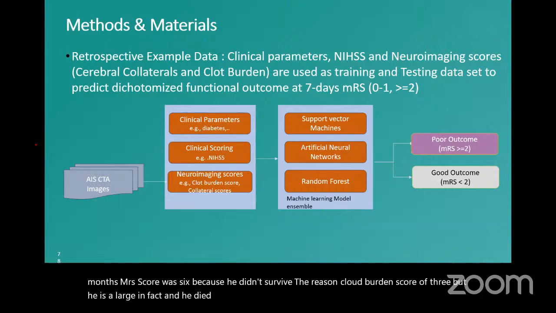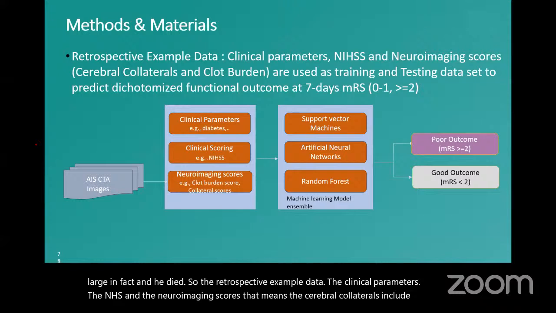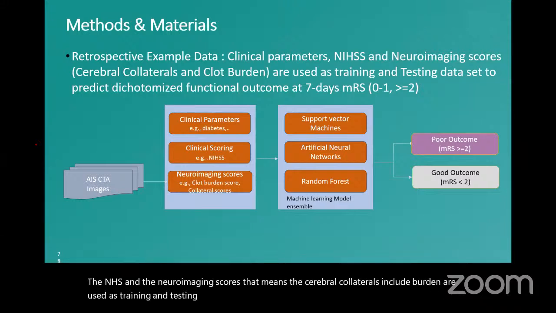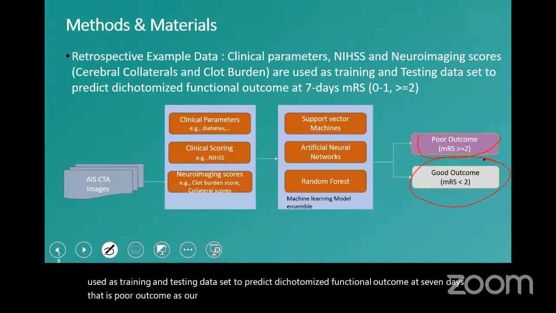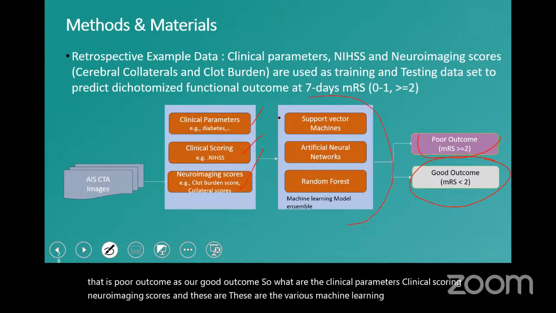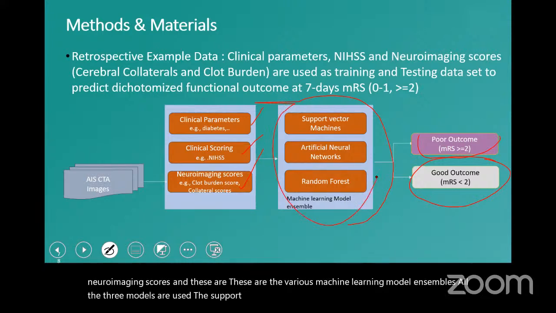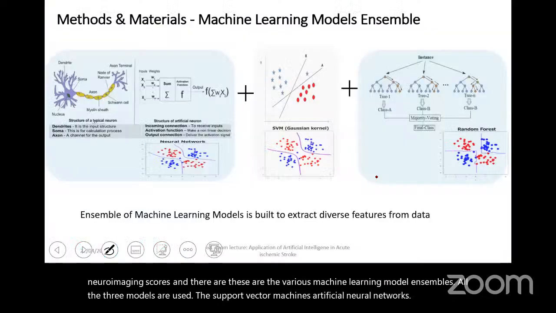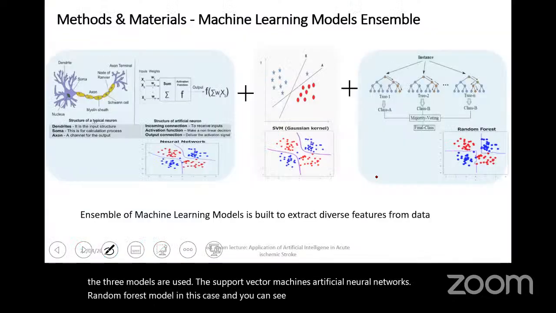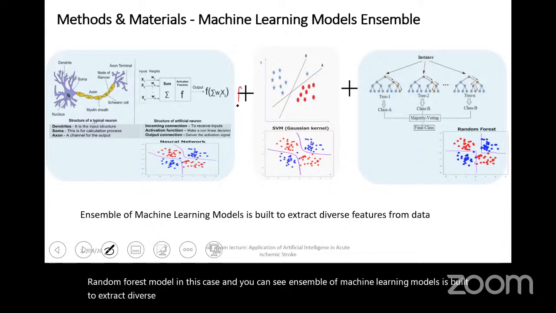So the retrospective example data, the clinical parameters, the NIHSS and the neuroimaging scores, that means the cerebral collaterals and clot burden, are used as training and testing data sets to predict dichotomized functional outcome at 7 days, that is poor outcome or good outcome. So what are the clinical parameters? Clinical scoring, neuroimaging scores, and these are the various machine learning model ensembles. All 3 models are used: support vector machines, artificial neural networks, and random forest model in this case. You can see an ensemble of machine learning models is built to extract diverse features from the data. So you can see that there are three models used.